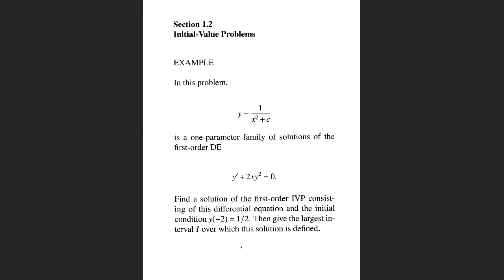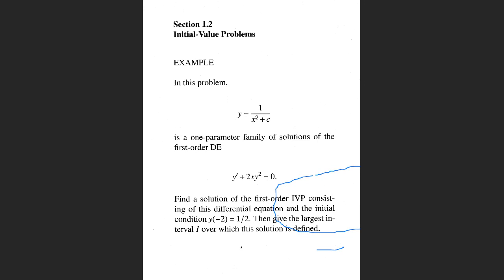So in this problem, we're being told that y equals 1 over x squared plus c is a one parameter family of solutions to the differential equation y prime plus 2xy squared equals 0. We could show this. We know how to show this. You had these kinds of problems in your homework.